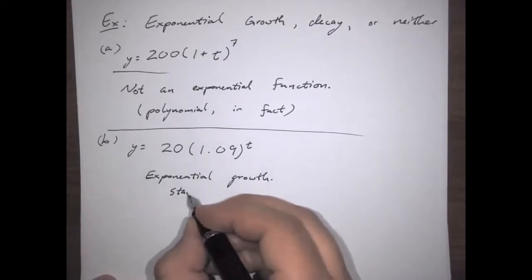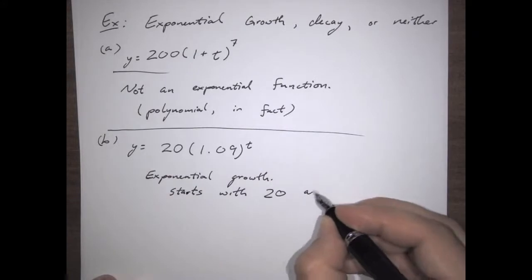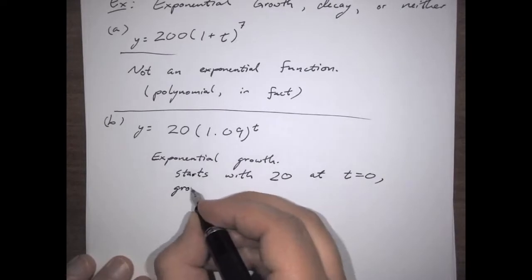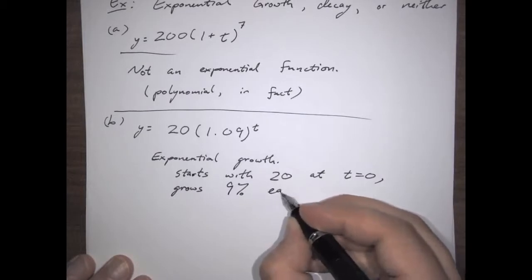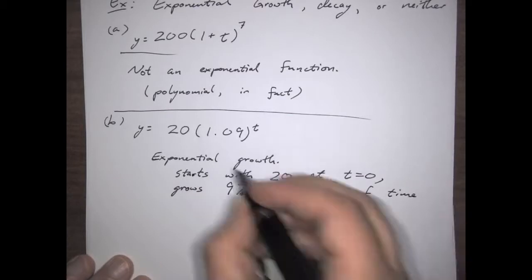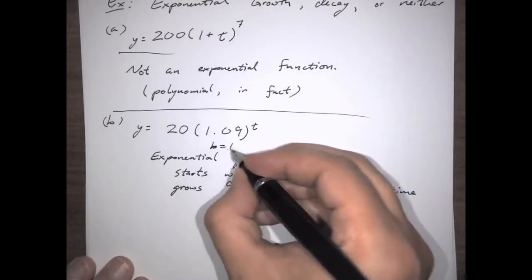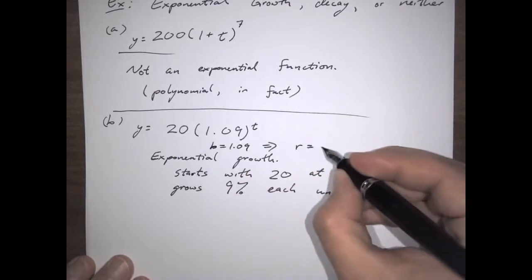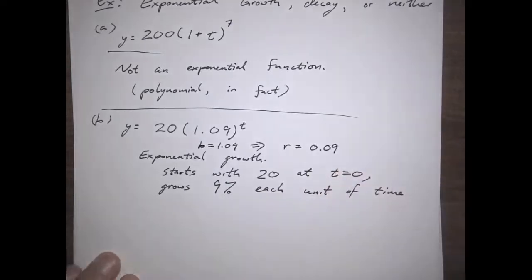So it starts with 20 at t equals 0. And it grows 9% each unit of time. And that's the meaning of the 1.09. So b equals 1.09, which implies that r is that minus 1, so that's just going to be the 0.09. In other words, 9%.